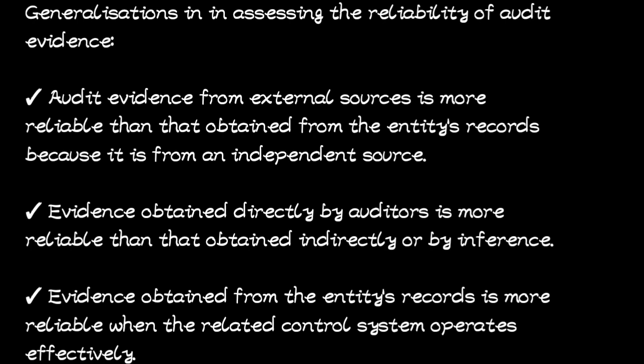Secondly is that evidence obtained directly by the auditor is more reliable. For example, observing, like attending an inventory count and you see everything, is more reliable compared to evidence obtained indirectly, like inquiring. Then thirdly is that evidence obtained from the entity's records is more reliable when the related control systems operate effectively. Like in case the controls that we put in place are working as expected, then evidence that is obtained from the entity records is more reliable.